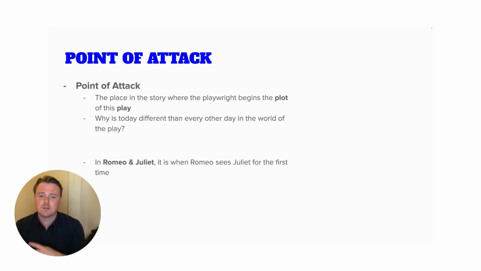We see Benvolio and Mercutio trying to cheer him up, so they take him to a party of the warring faction. There, he meets Juliet. Now that is the point of attack. The rest of the play only happens because Romeo and Juliet see each other. So that's the point of attack.